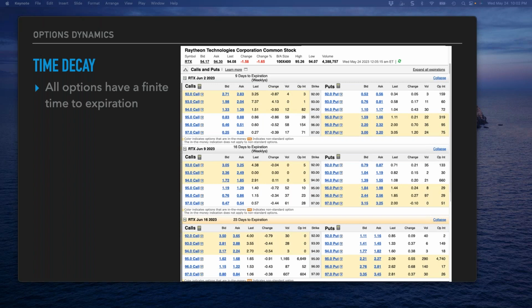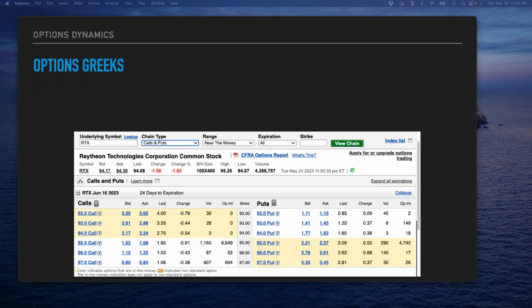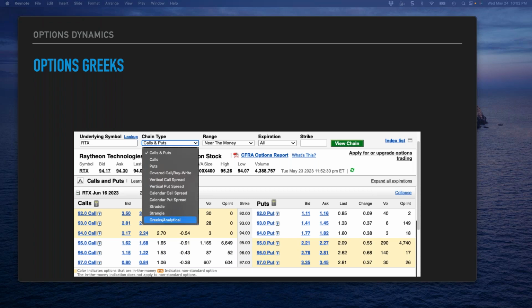The difference between the bid prices for option contracts at different time expiration dates, but at the same strike price that we just used, provide a good visual reference for the reality of time decay. We can also consider time decay using an option Greeks metric that helps us to arrive at an estimated value to the same effect. Let's take a look at that now. Under the chain type heading for this broker's interface, clicking on Greeks Analytical will change the view of our option chain.